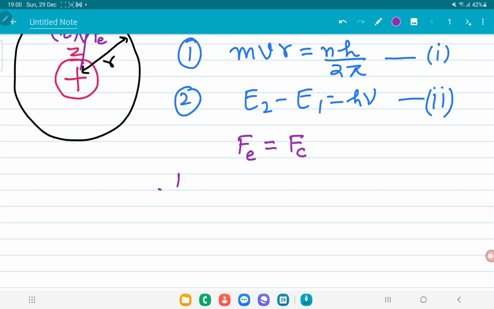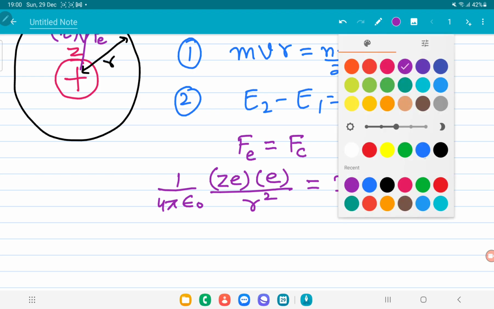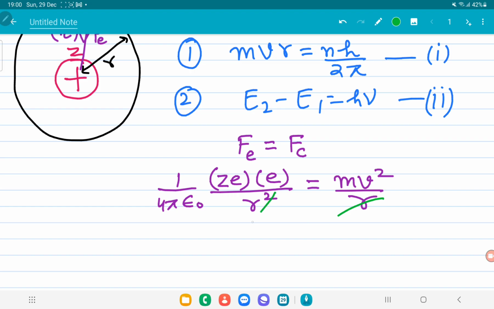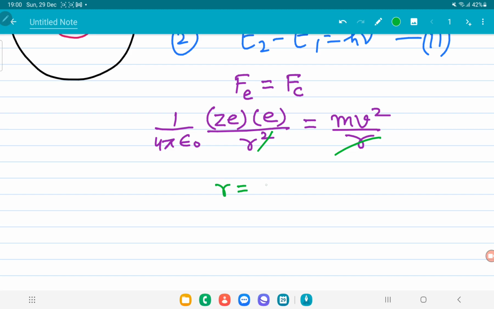So if we apply Coulomb's law, 1 upon 4 pi epsilon naught Q1, in place of Q1 we write Ze, the charge of the nucleus, into the charge of the electron, divided by r square, where r is the radius of the orbit. For centripetal force it is mv square upon r. One power of r can be cancelled, and we simply get r equals Ze square upon 4 pi epsilon naught into mv square.